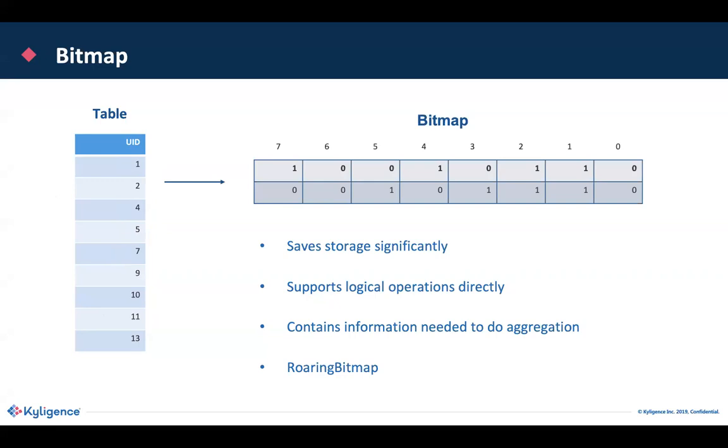How can we do that? Actually, each UID can be mapped to a bit based on its value. Let's take this first row as an example. The value of the UID in this first row is 1, and then we can mark the first bit in the bitmap as 1. Again, the value of the second row is 2, and then we can mark the second bit in the bitmap as 1. In this way, we can convert all the records in the original table to a bitmap.